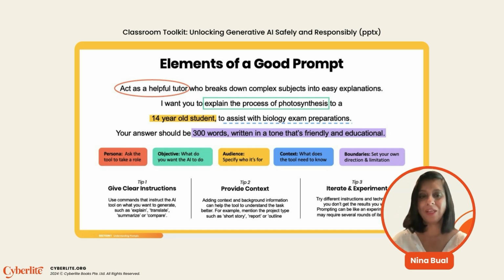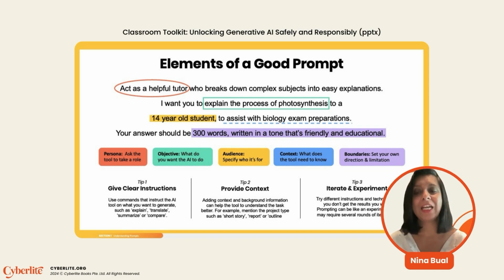Now, tip 1, give clear instructions. The more information you give ChatGPT, the clearer it will be. Experiment with the words you're using: explain, translate, summarize, compare. Tip 2, provide context. The more context you give it, the more it's going to give you exactly what you want. For example, mention the project type, such as a short story, a report, or an outline.